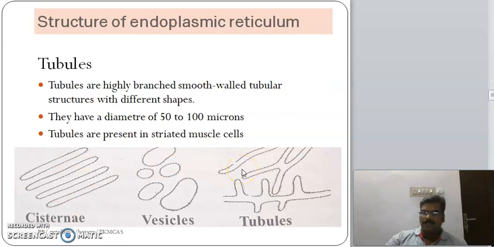The third structure is called tubules. Tubules are branched tubular structures. Their surface is smooth-walled, so they do not have ribosomes on the surface. Their diameter is between 15 and 100 micrometers, and these tubules are commonly, or always, seen in striated muscle cells.